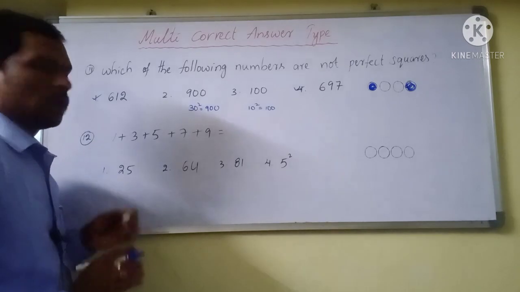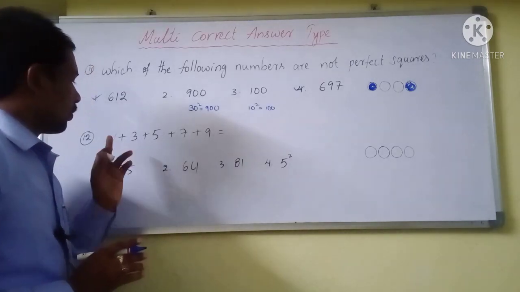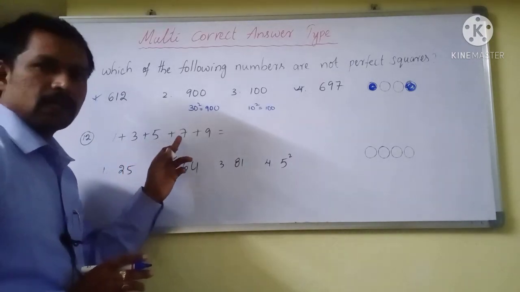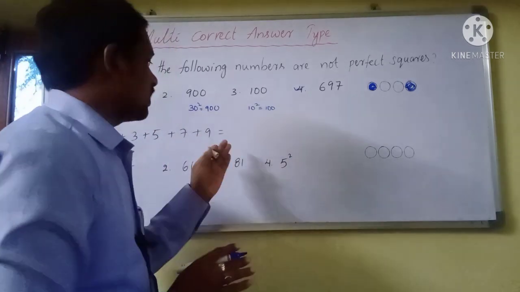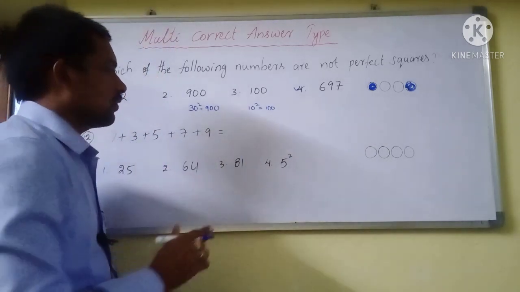Then coming to the 12th question, 1 plus 3 plus 5 plus 7 plus 9. So this is a sum of the first 5.